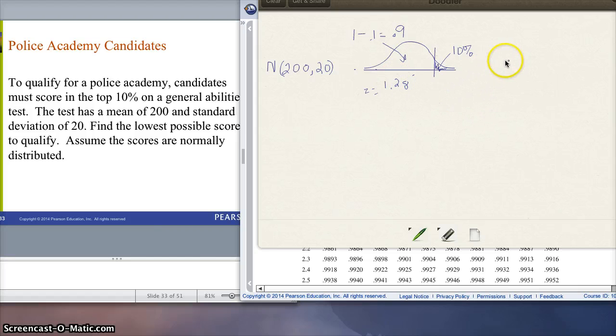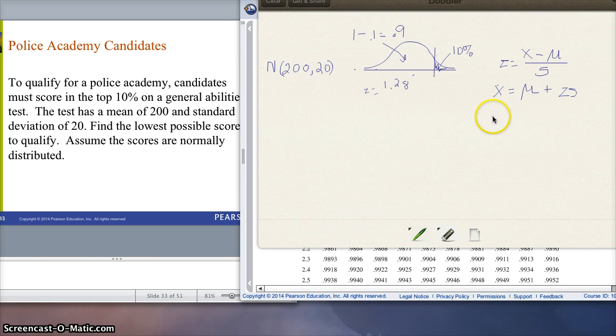Now remember we had the formula for z: z equals x minus the mean, divided by the standard deviation. Then I also gave you that other formula that was already solved for x. In that case, this is what we're trying to find. I want to make sure I give it to you the same way I gave it to you last time. So x equals your mean plus z times your standard deviation. I'm going to use the formula in this form.